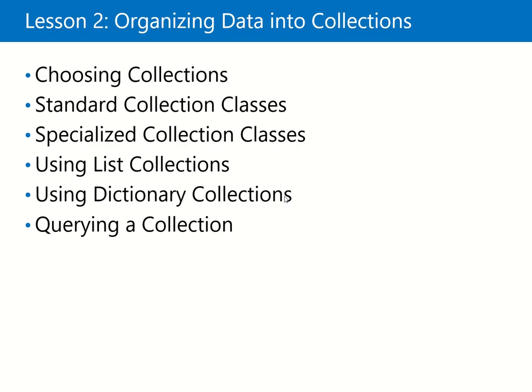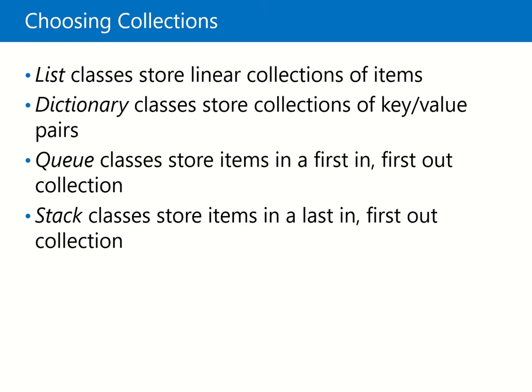Okay, let's take a look at lesson 2, organizing data into collections. The example of collections is the array itself. An array is a collection of variables, and you can determine the data type for those variables. So let's take a look at other examples of collections.